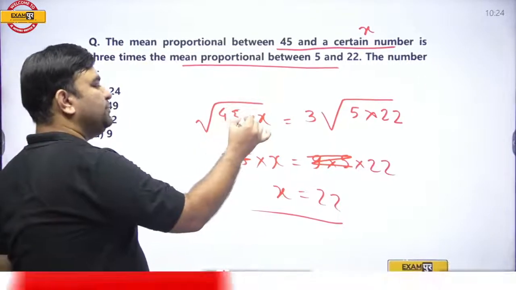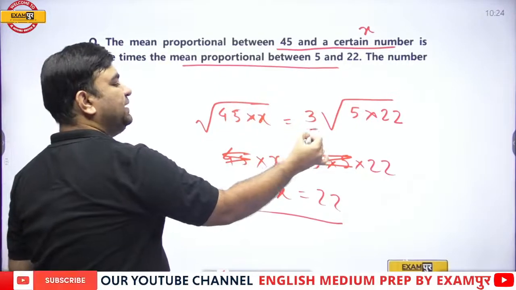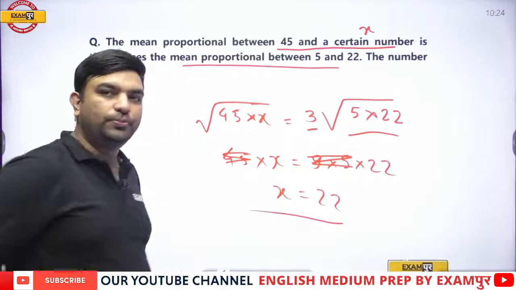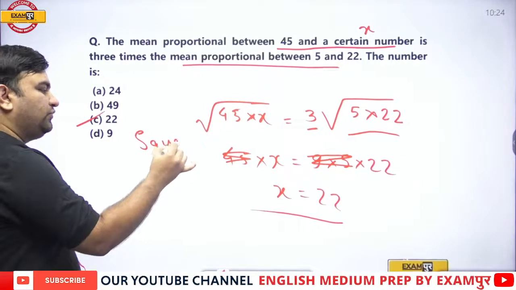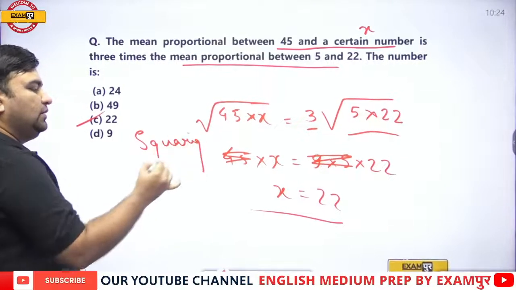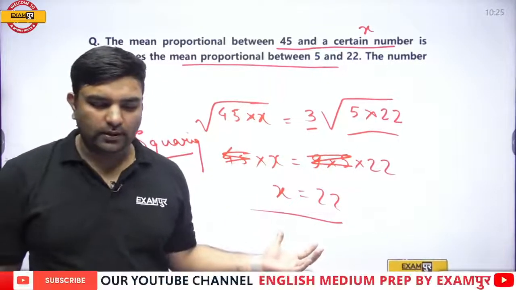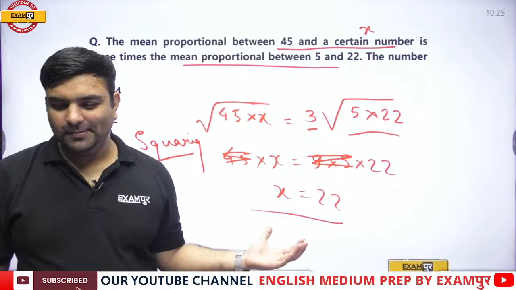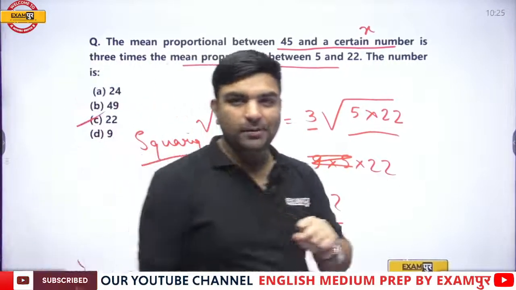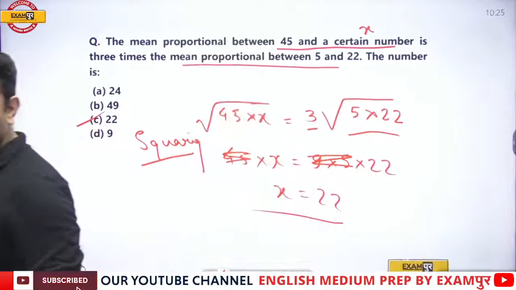The mean proportion between 45 and x, under root 45 into x, is 3 times the mean proportion between 5 and 22. On squaring both sides, this gets simplified and x comes out to be 22 only. Clear? Come on, tell me. Perfect.